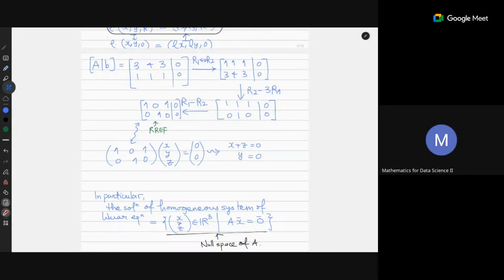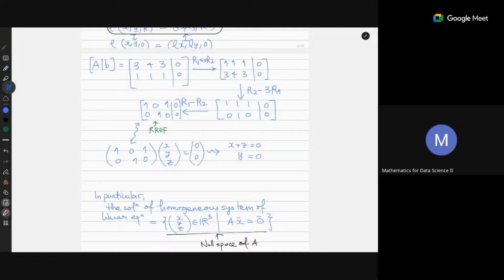Let's also notice one more thing. Both of the rows have a leading entry. The first column corresponds to the first variable, x, and the second column corresponds to the second variable, y. So the first and second columns have leading entries. That means x and y are dependent variables. The remaining variable, which does not have any leading entry, is z. So z is the independent variable.